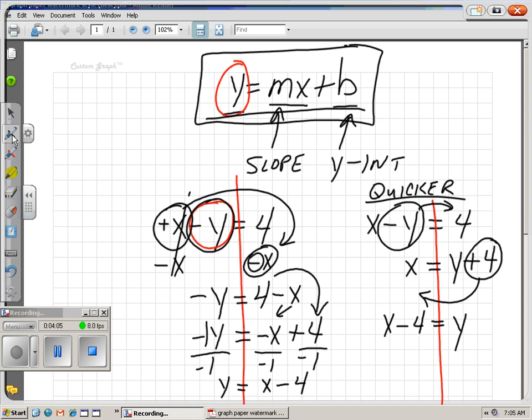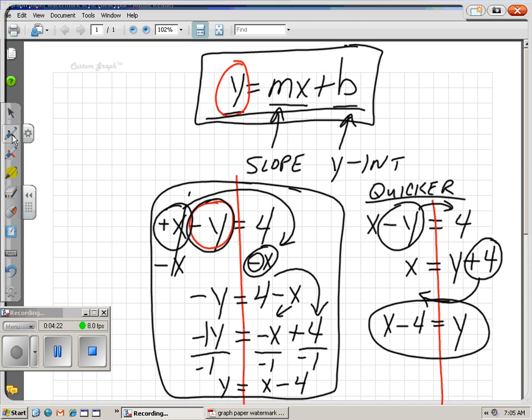Now the y is on the right side of the fence, but that's no big deal. It doesn't matter which side of the fence the y is on. The only thing that matters is that the y is alone and that the y is positive, which we have. So there's a little trick. You can use it if you want to. You're always welcome to do it the long way. If the long way makes sense to you, go for it. Do it the long way every time. But that's a little trick you can use.